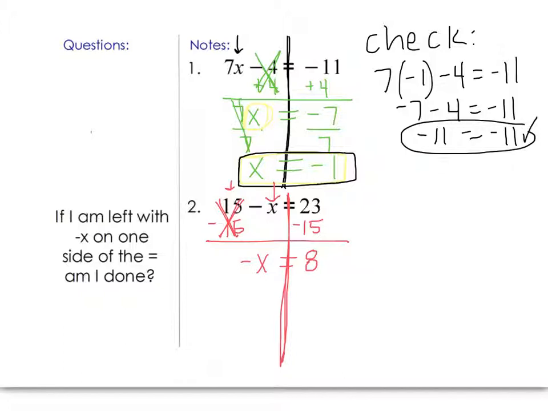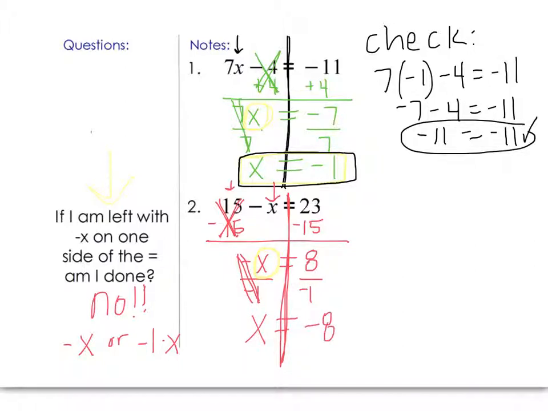Well, my question is, if I am left with negative x on one side of the equal sign, am I done? Is x all by itself? No, it's not. Negative x means it's really negative 1 times x. So if I'm multiplying by negative 1, how can I move that over? Ooh, I can divide by negative 1 on both sides. All that's doing is getting rid of that negative sign. So I'm left with just x, and x equals negative 8.